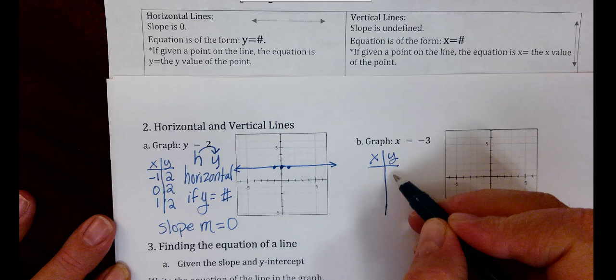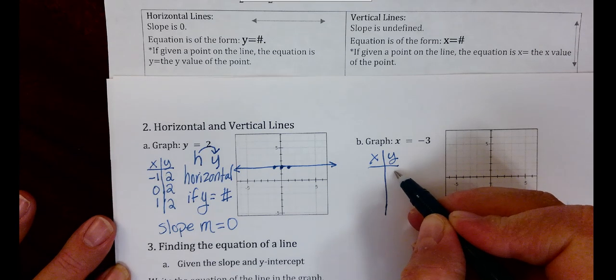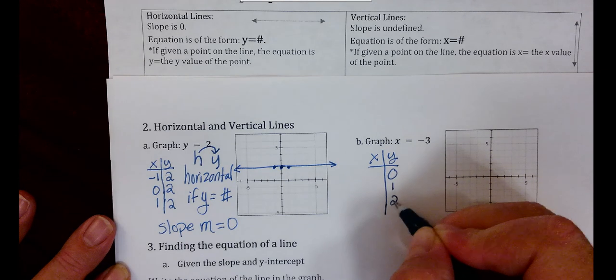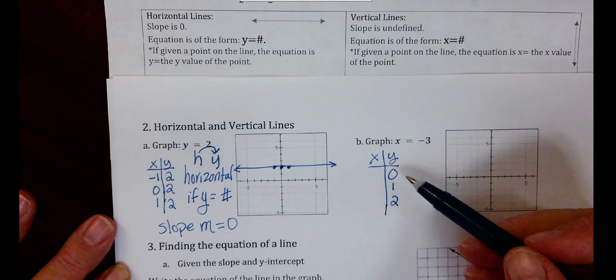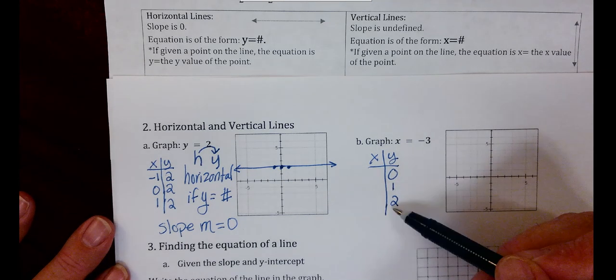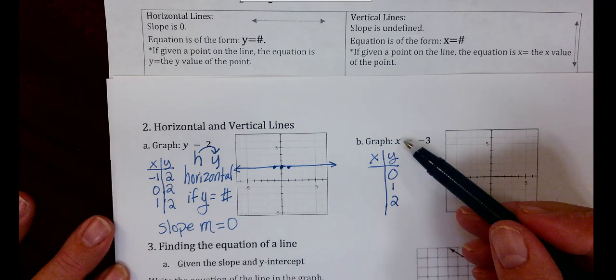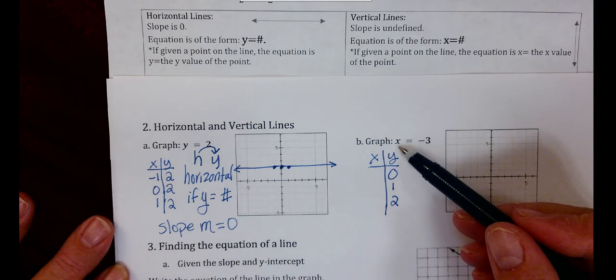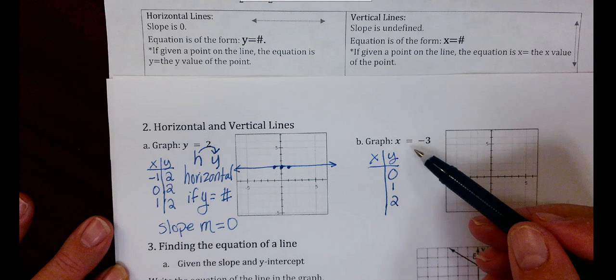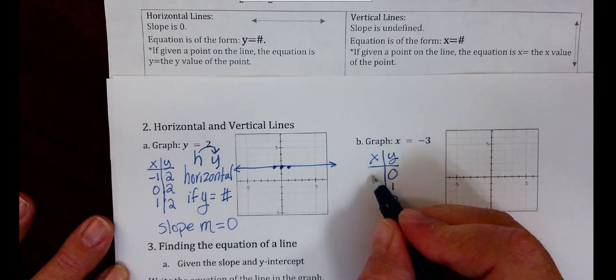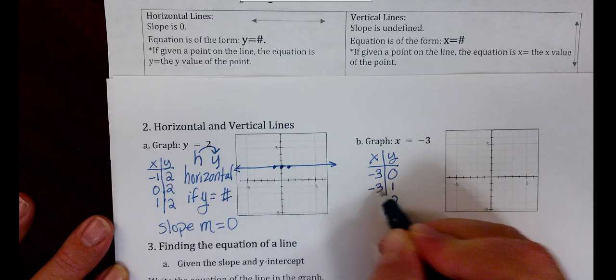So let me choose some numbers here. Again, it doesn't matter, but we do need to be able to graph it. So I'm going to choose 0, 1, 2. And so I chose whatever I wanted to for y. And in my x column, if I look at my equation, I'm being told that x always equals -3. So in the x column, I'm going to fill in -3 for each one of these ordered pairs.